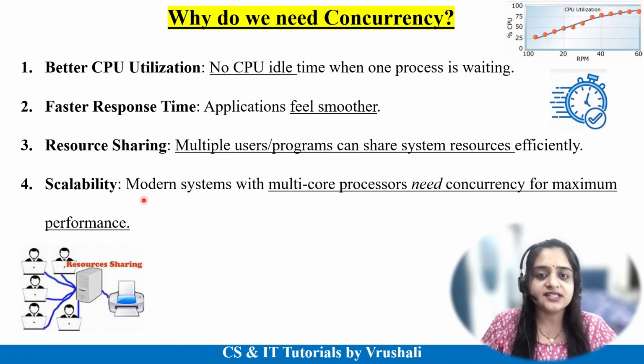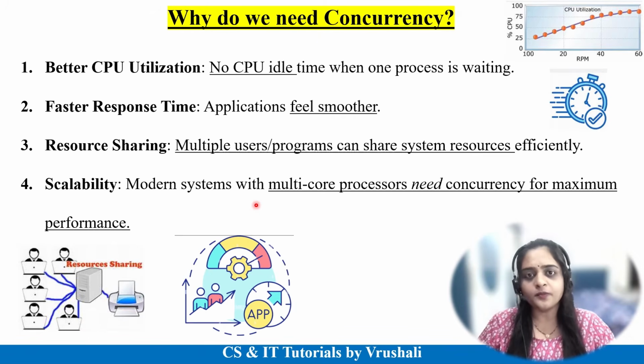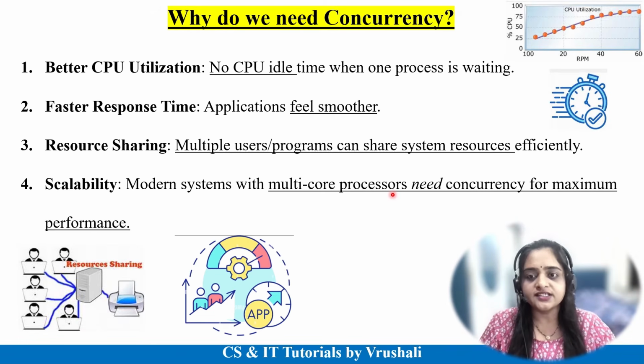Next need is scalability. As we discussed earlier, nowadays octa-core, hexa-core, this kind of processors are there, and every core works like a brain of a particular system. That's why multiple operations are performed at the same time, and due to multi-core processors, they need concurrency for maximum performance and to give the best result. So these are the needs of concurrency in your operating system.